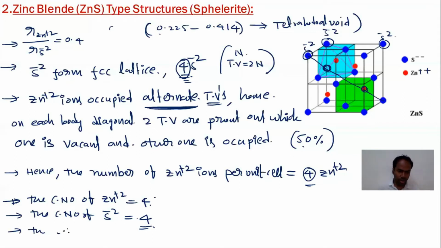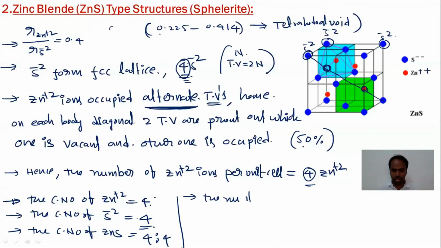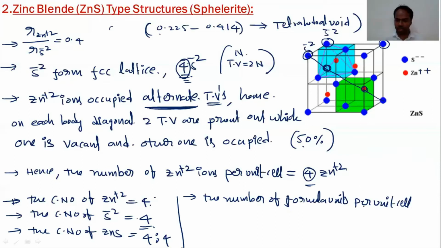So what is the coordination number of zinc sulfide? The coordination number of zinc sulfide is 4:4. Now, how many formula units are there per unit cell? The number of formula units per unit cell, how much?